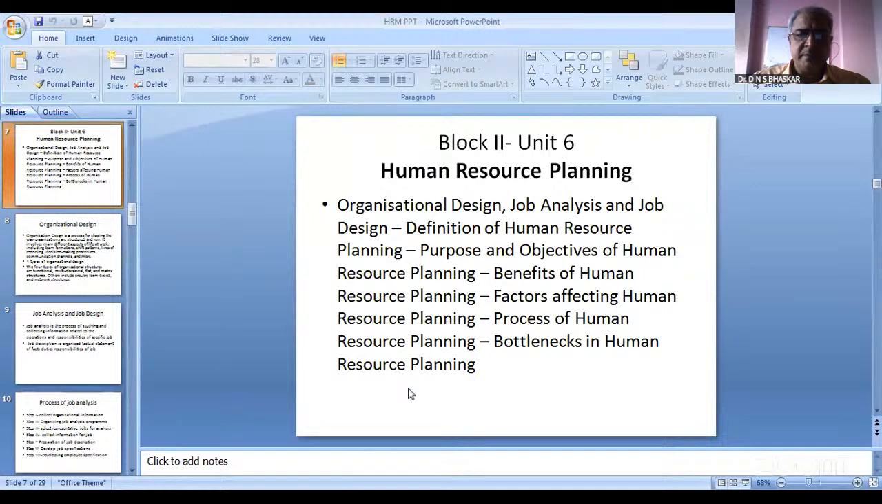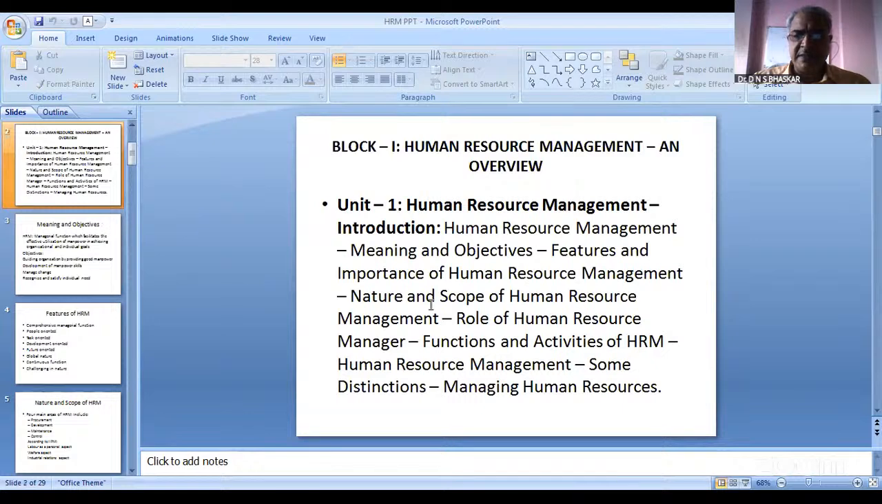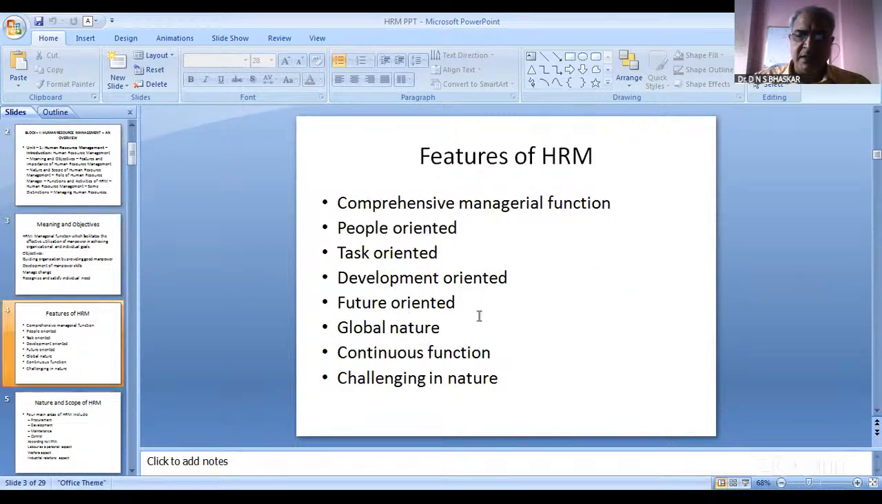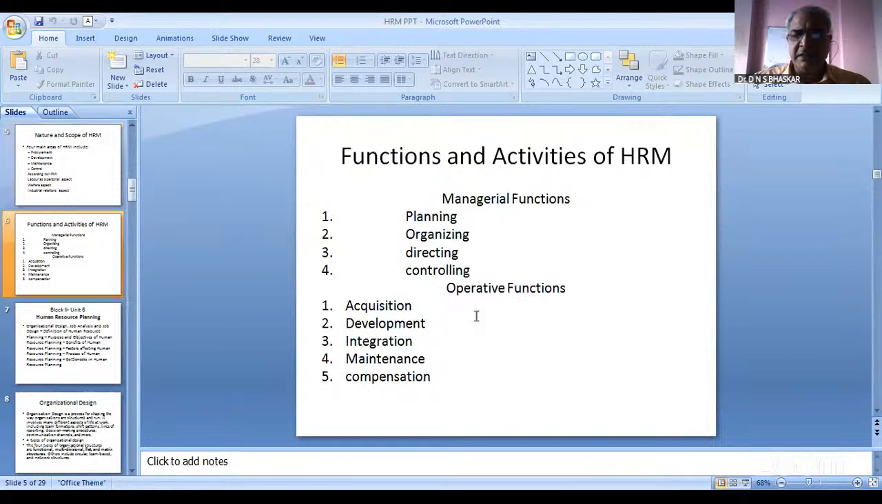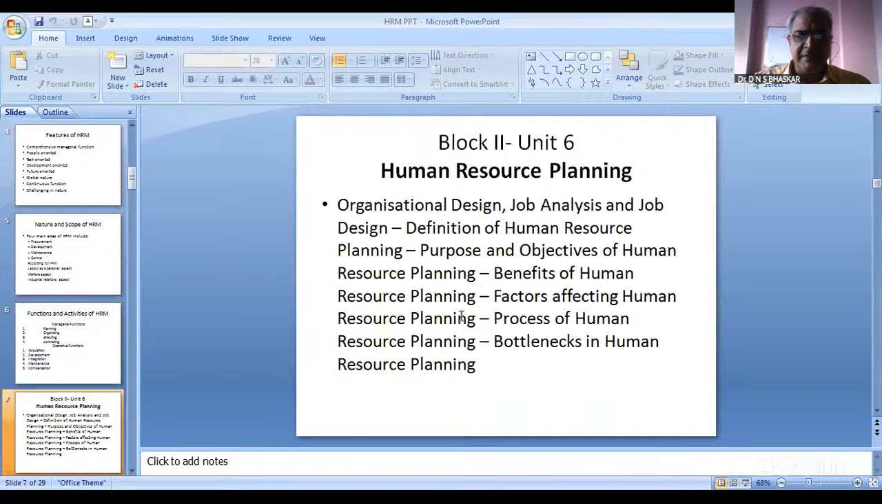Then coming to the next one, these are the various aspects we covered in the previous class till now. We started with the syllabus content. Then we explained the various meanings and aspects related to human resource management: the meaning, objectives of human resources, features of HRM, nature and scope of HRM activity, and then the functions and activities of HRM. These are the aspects we are able to understand now. With that we have completed the first element.